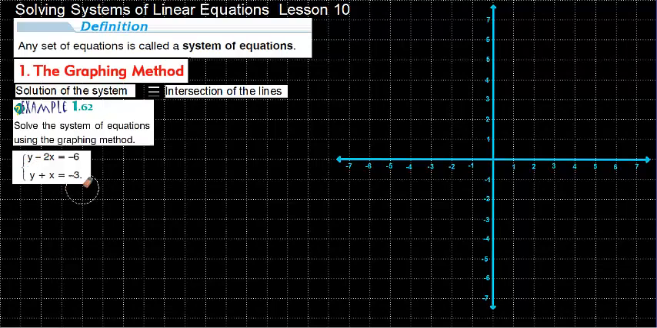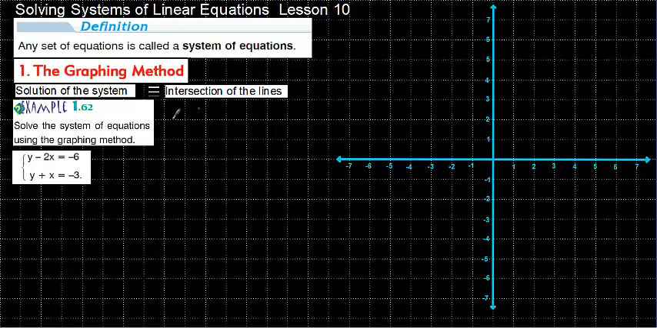Like this one given here: y minus 2x is equal to minus 6 and y plus x is equal to minus 3. When they are given together, this is a system of equations. Okay, and we are going to learn solving the system. We have different methods. One of the methods is the graphing method. The graphing method is actually a visual method for the solution of the system. And the solution of the system is going to be the intersection of the lines.